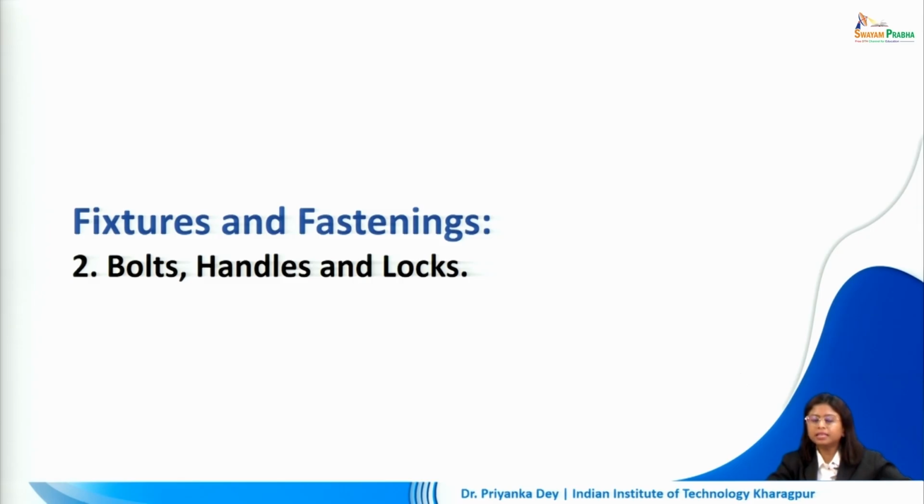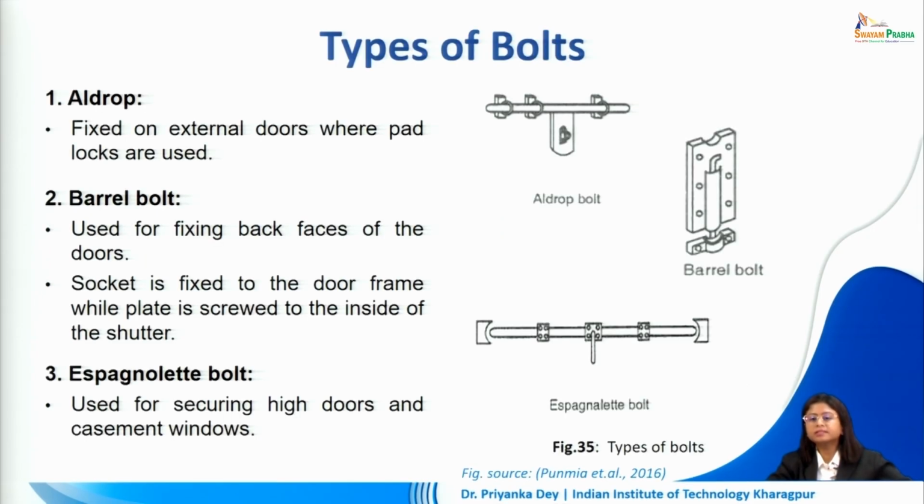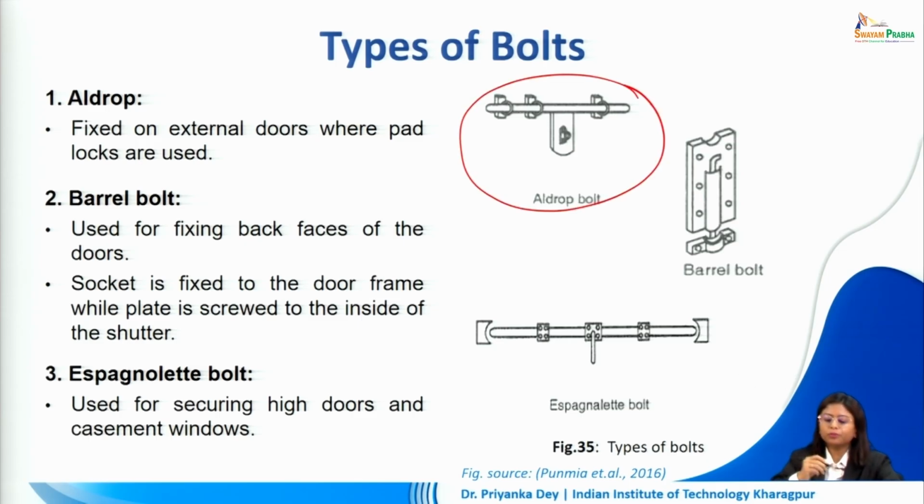Now, let us see how bolts, handles and locks can be classified. The types of bolts include L-drop, which is fixed on external doors where padlocks are used. This is a very popular type that we see in our residences.